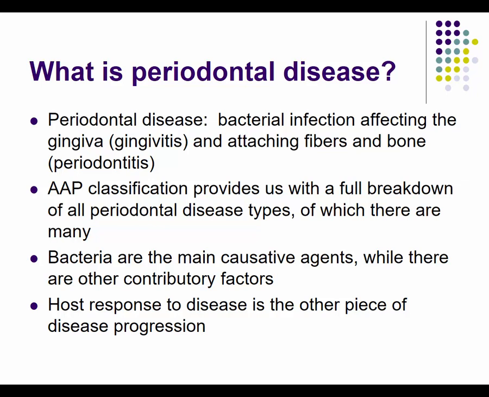Okay, bacteria is going to be the main causative agent, and there are other local contributory factors. So calculus is a local contributory factor, right? Because the calculus itself isn't causing the perio. It's the bacteria that live in the niches in the calculus that are driving the periodontal infection. So star, star, star. Bacteria is the causative.